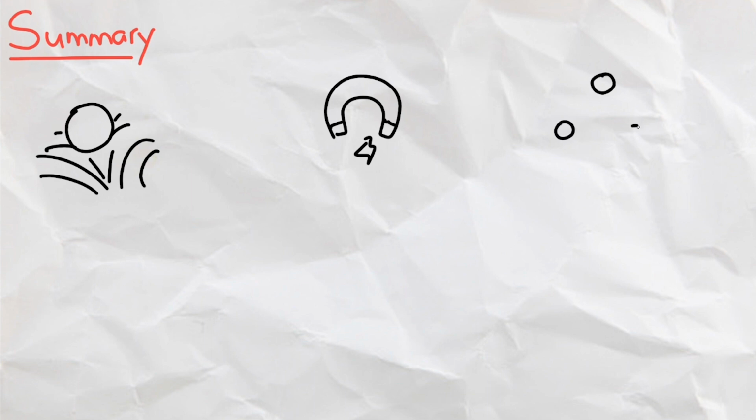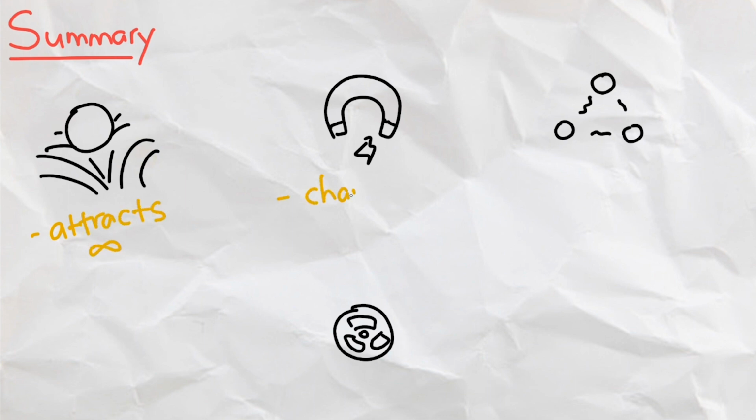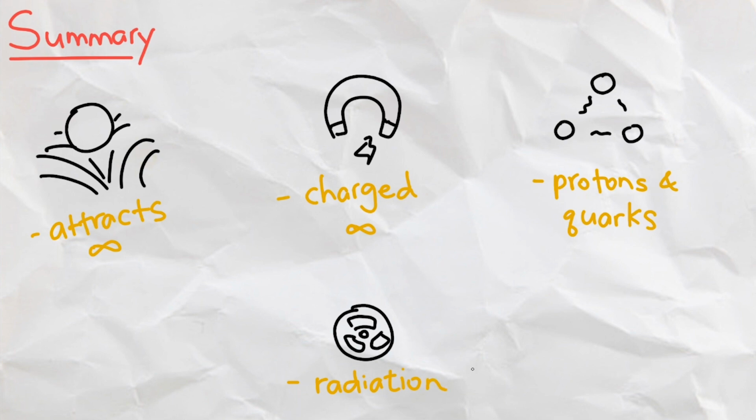And there we have it, the 4 fundamental forces that dictate how things move and interact. The gravitational force, being the weakest, attracts any 2 objects over an infinite distance. The electromagnetic force attracts any 2 charged objects over an infinite distance. The strong force, being the strongest, attracts the protons and neutrons and quarks together in an atom. And the weak force changes neutrons to protons and is responsible for radiation.